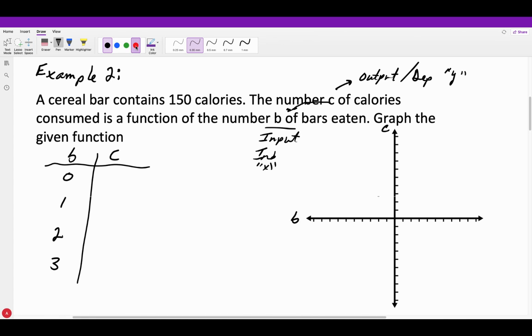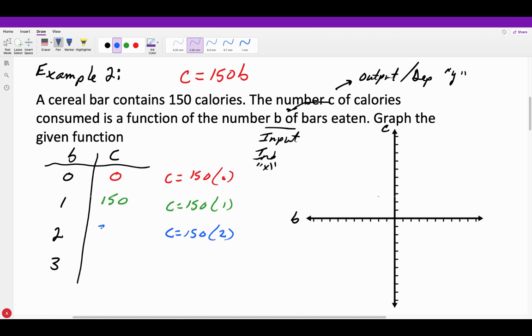Same thing as we did before. This one, they don't give us the equation, but we do know that if each bar includes 150 calories, then the amount of calories we consume is equal to the number of calories of each bar times the number of bars that we consume. So for me to solve these, I just need to plug into my equation. C is equal to 150 times 0, which gives me 0. Then C is equal to 150 times 1, which is 150. C is equal to 150 times 2, which is 300. And the last one is C equal to 150 times 3, which is 450.